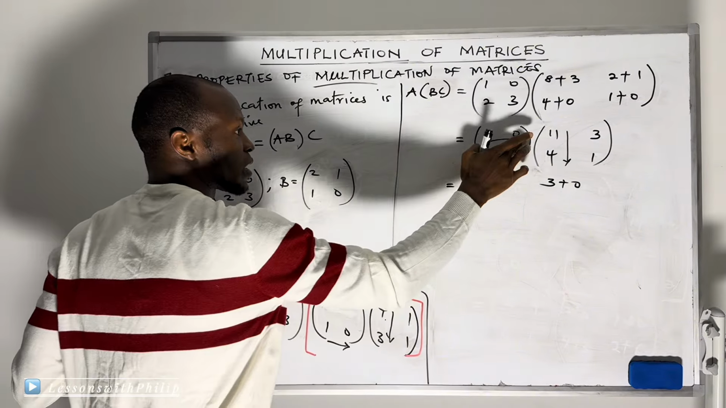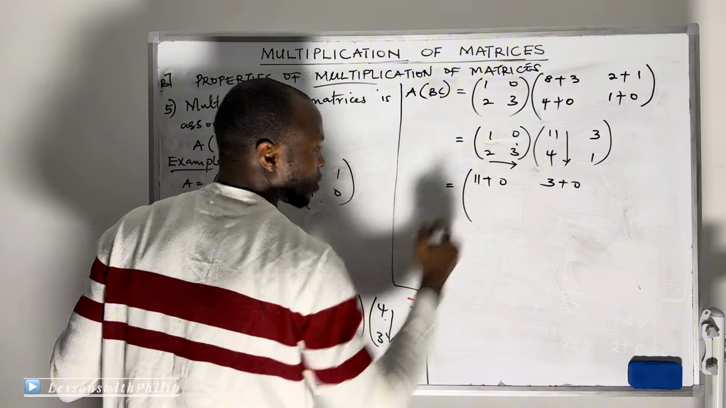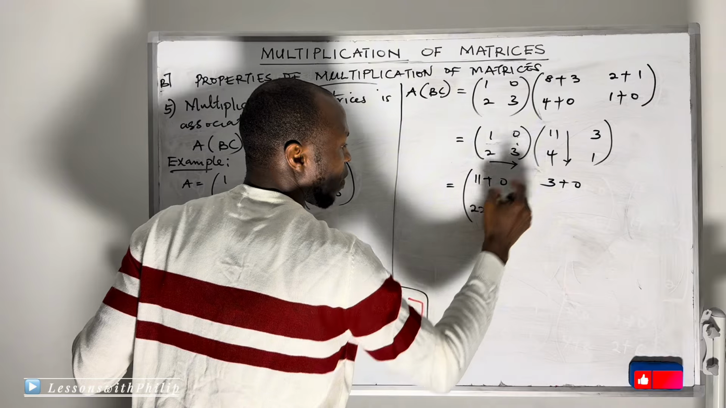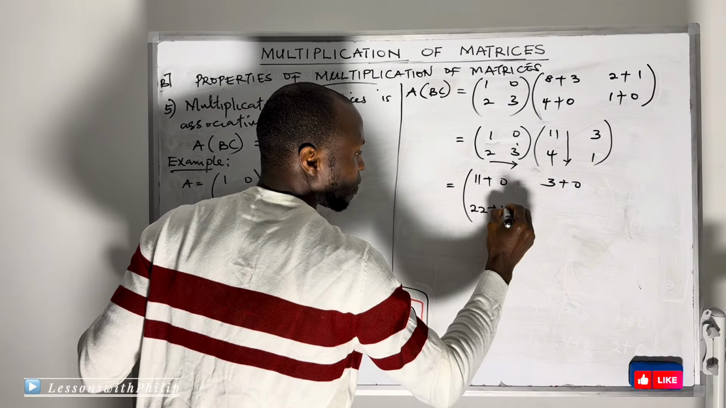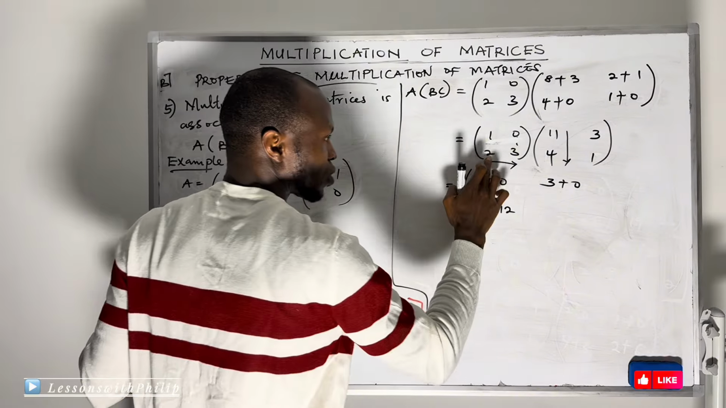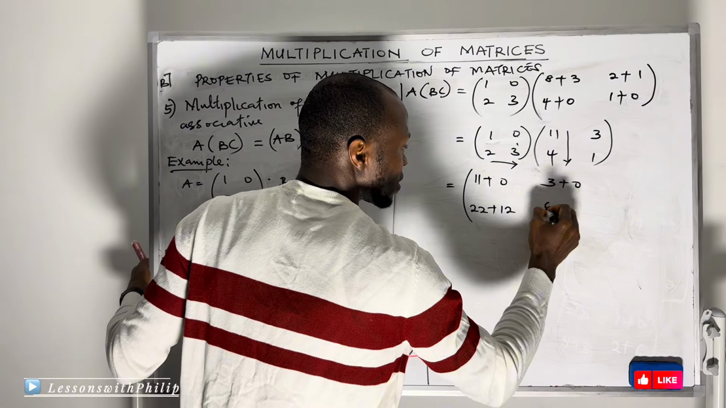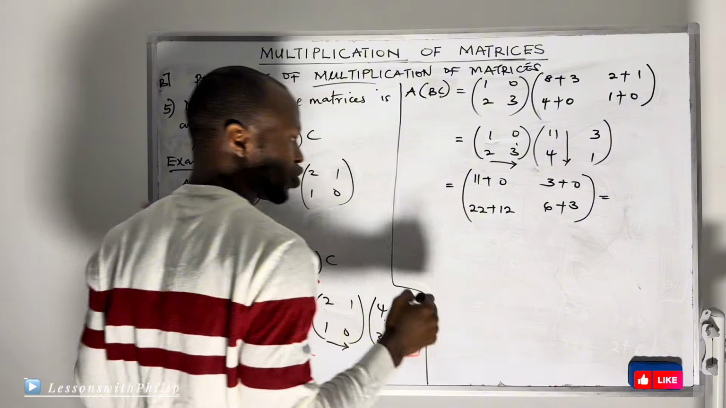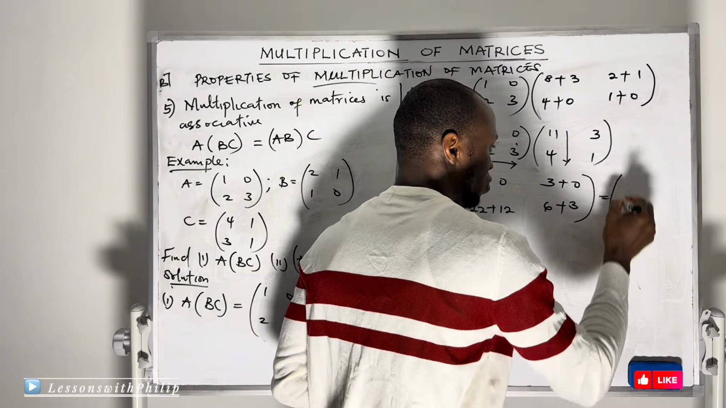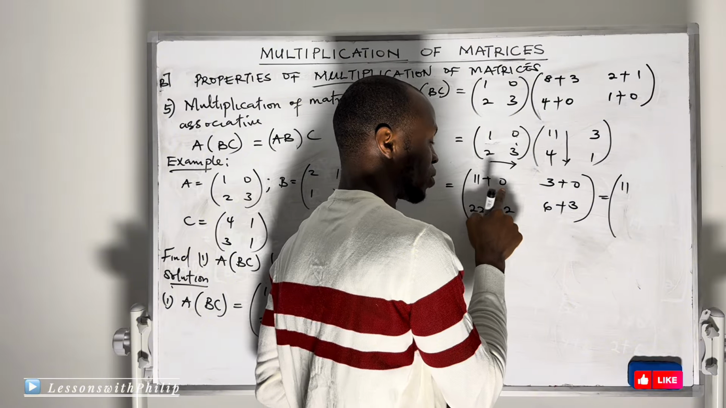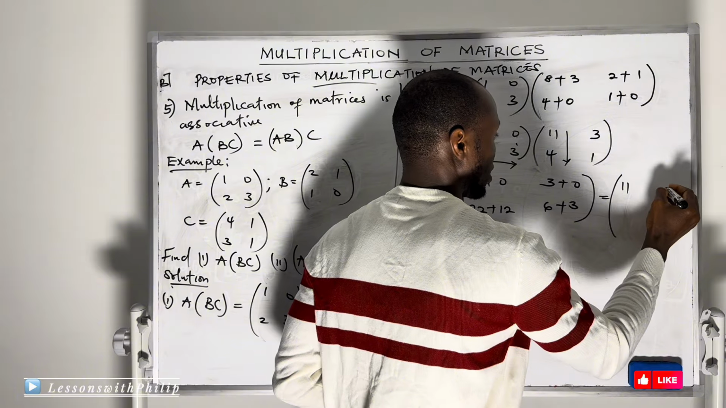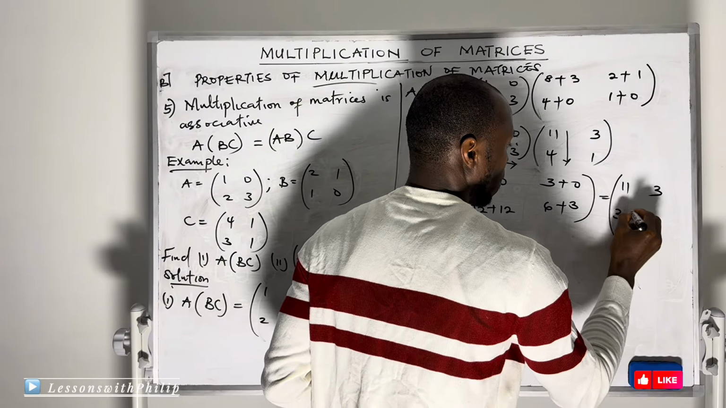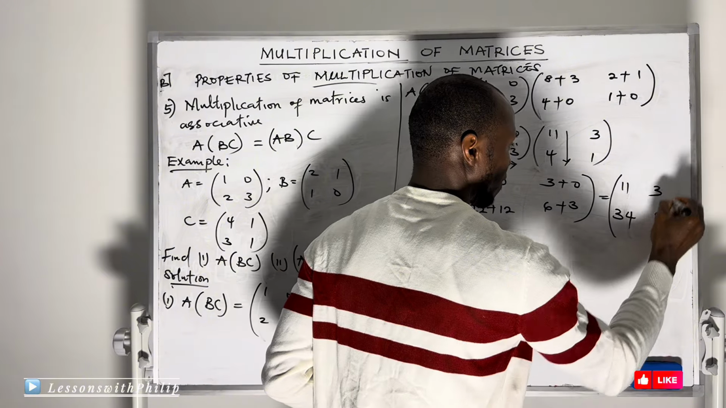Now we go to the second row. 2 times 11 is 22, and 3 times 4 is 12. Then 2 times 3 gives 6, plus 3 times 1 gives 3. And this will be equivalent to 11 plus 0, which is 11, and 3 plus 0, which is 3. 22 plus 12 gives 34, and 6 plus 3 gives 9.